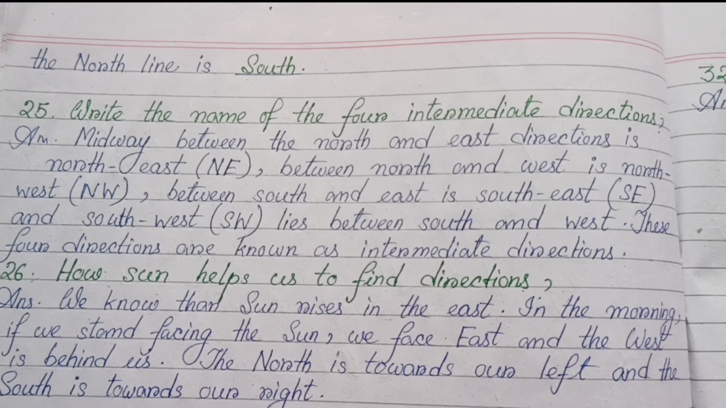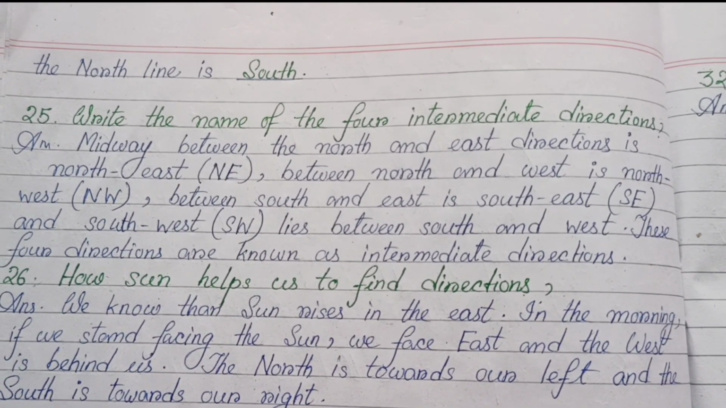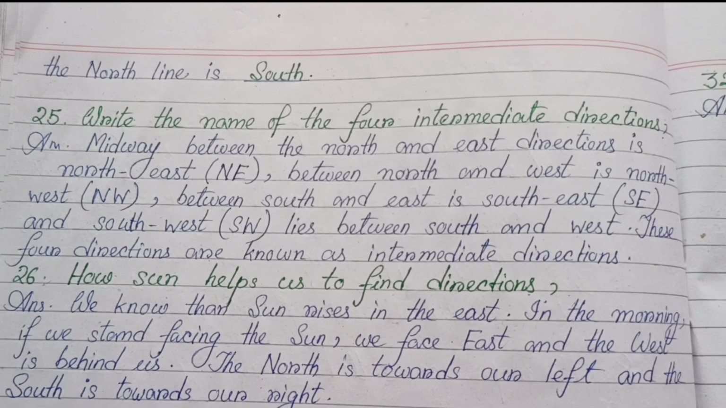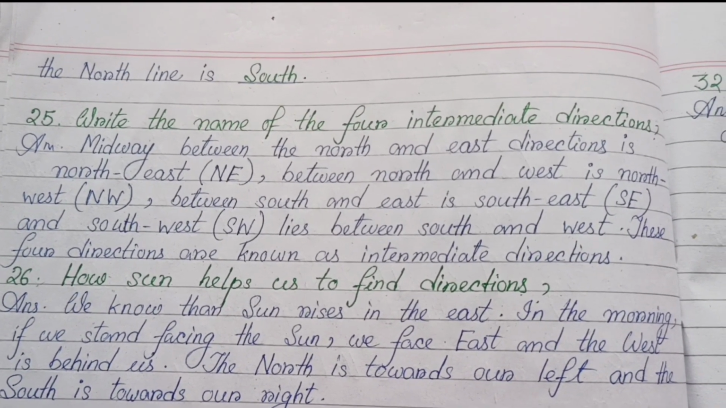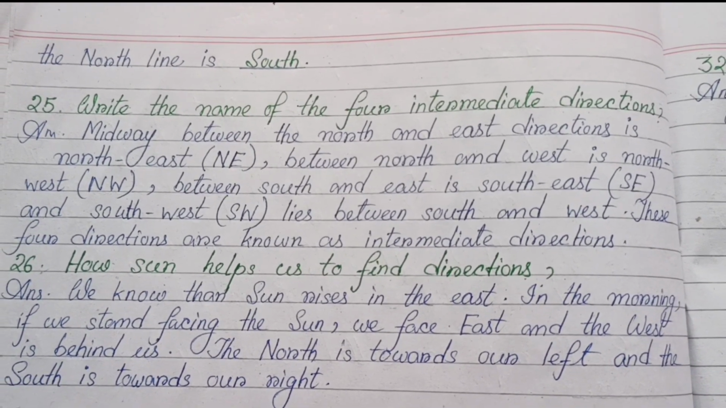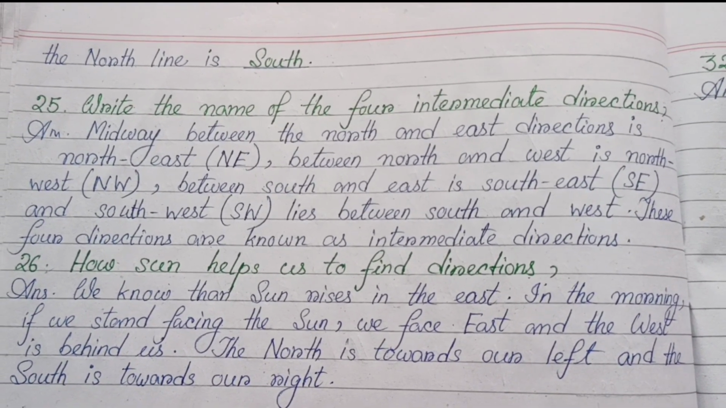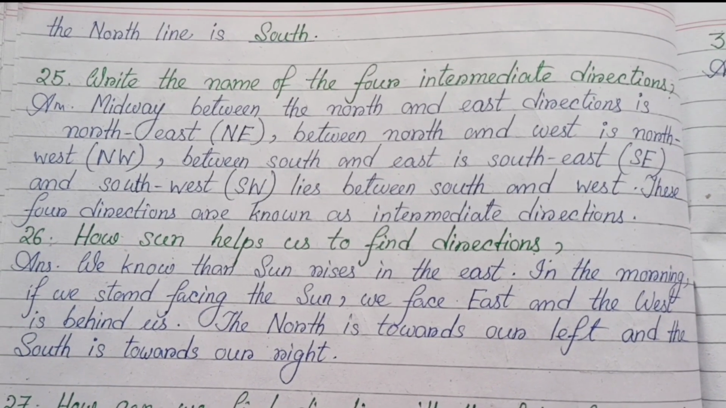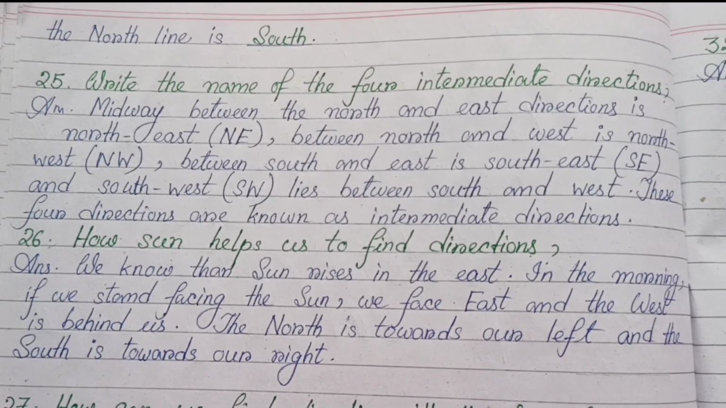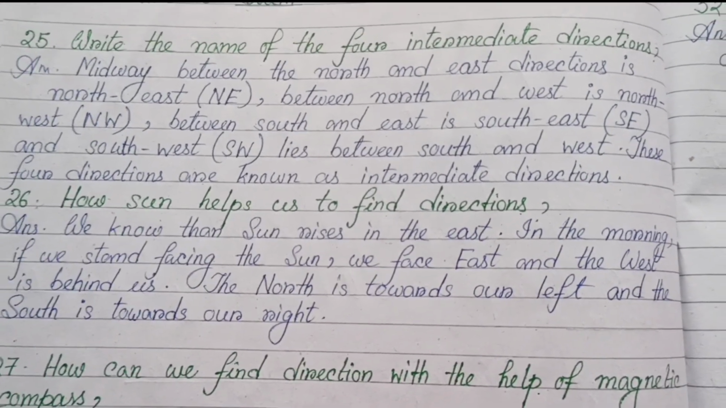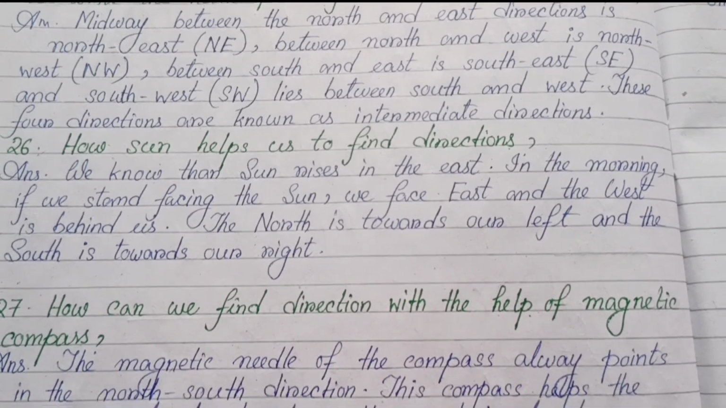Number 25, write the names of the four intermediate directions. Midway between the north and east directions is northeast, represented by NE. Between north and west is northwest, NW. Between south and east is southeast, SE. And southwest, SW, lies between south and west. These four directions are known as intermediate directions.